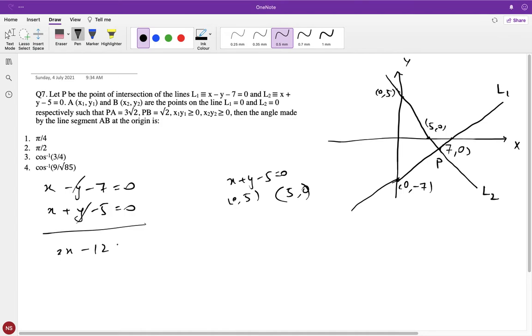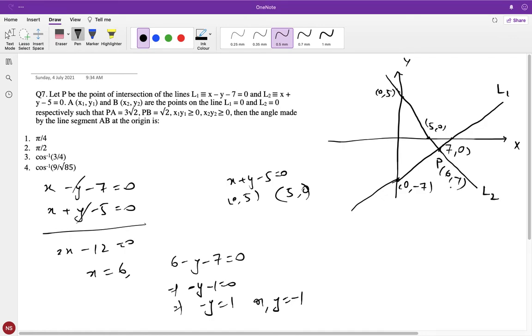Add: 2x minus 12 is 0. x is 6. If x is 6, then 6 minus y minus 7 equals 0, so minus y minus 1 equals 0. Minus y is 1, or y equals minus 1. So this point P is (6, minus 1).